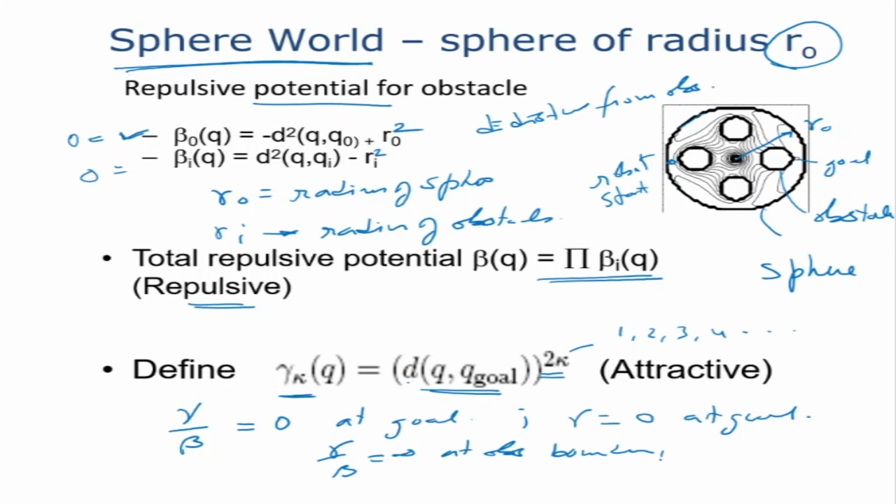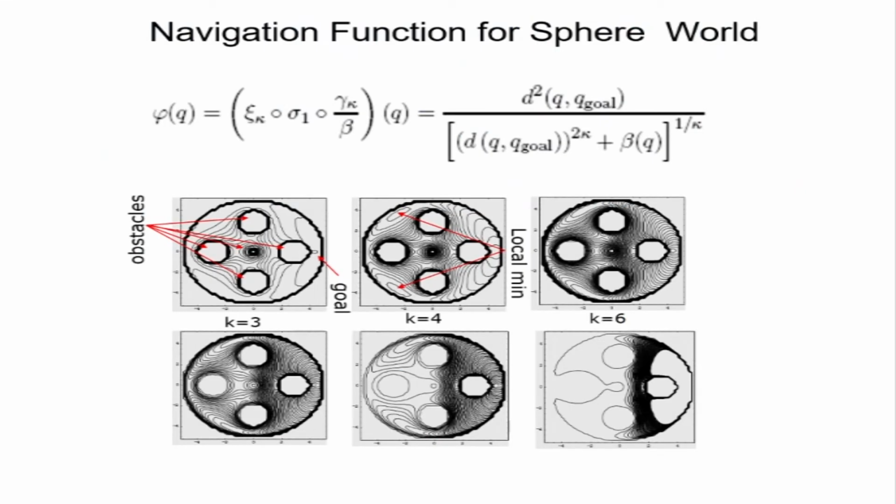So if I can define a function like this, a cost function, maybe, which is equal to d squared by d to the power 2k plus beta raised to the power 1 by k. Okay, so I'm defining my navigation function for the sphere field this way, and then seeing for different values of k, how does it behave? Means how are the control lines moving? Where is the minimum of the minima? Are the minimas constant, or are they moving towards the obstacle? So these are obstacles as written here.